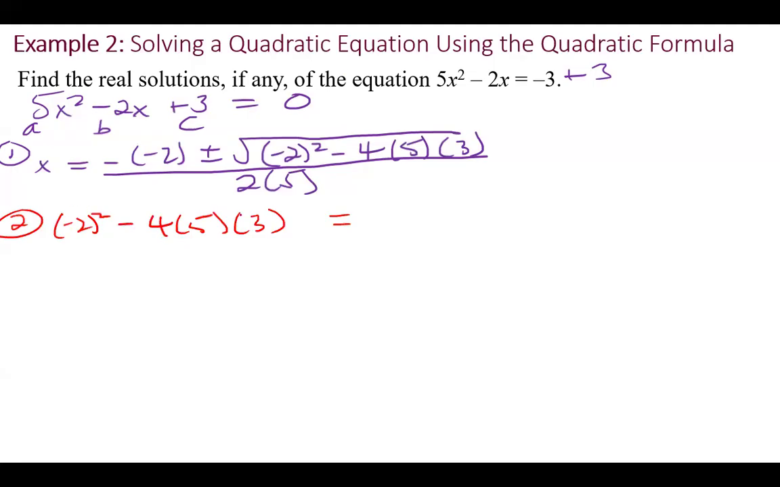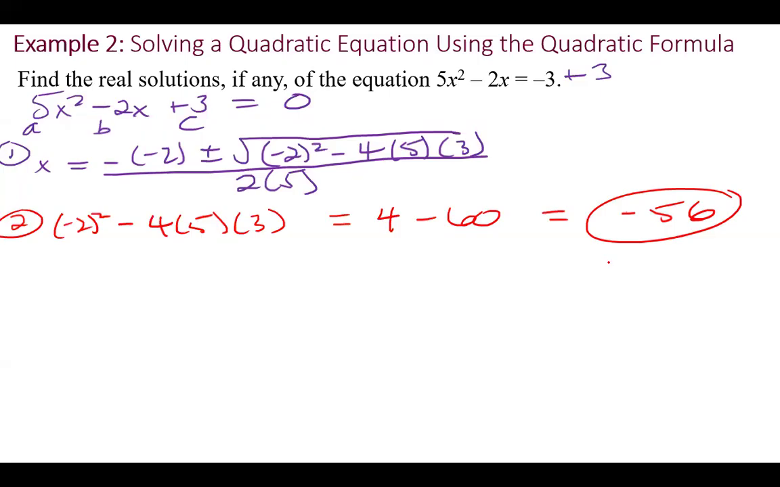A negative times a negative is a positive. Negative 4 times 5 is negative 20, times 3 is negative 60. 4 minus 60 equals negative 56. Oh no. Our discriminant is negative.